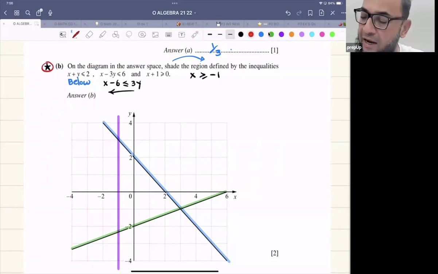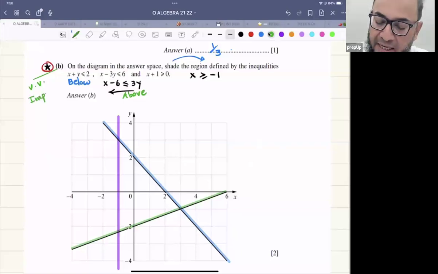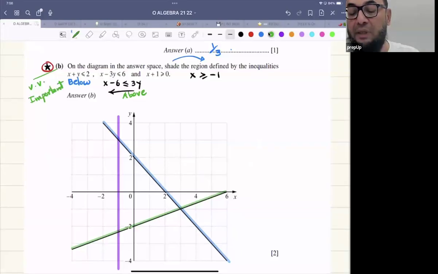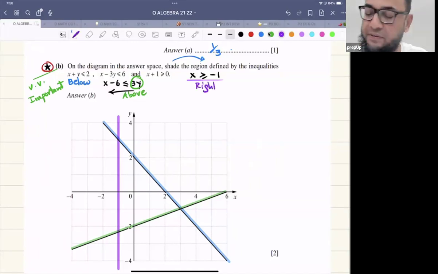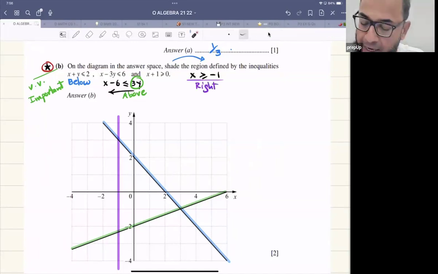So now we have the green line. This is above the green line, because we are reading it from the perspective of positive y. Very, very important question, because it signifies the significance of reading it from the right perspective. Read from the perspective of y. And then last but not the least, the purple one, x is greater than or equal to negative 1. This is right of the line. So now it's below the blue line, it's above the green line, it's right of this line.